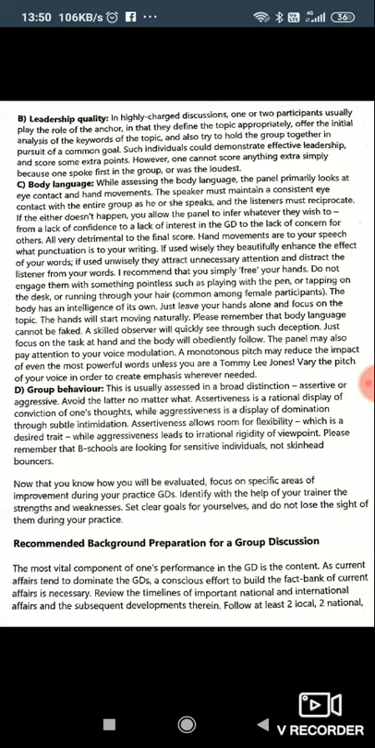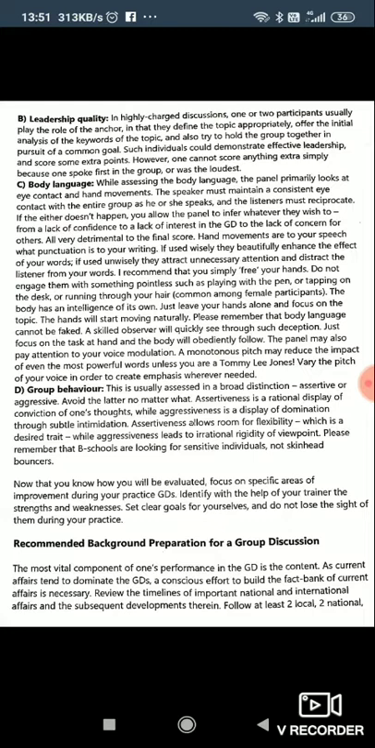Now that you know how you will be evaluated, focus on a specific area of improvement during your practice GDs. Identify with the help of your trainer your strengths and weaknesses. Set clear goals for yourselves and do not lose sight of them during your practice. Recommended background preparation for a group discussion.